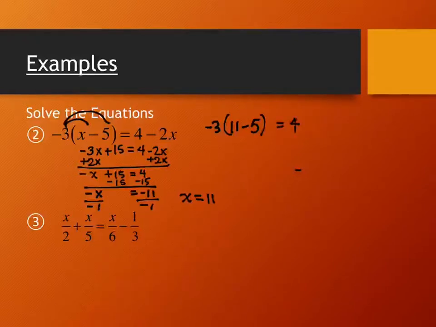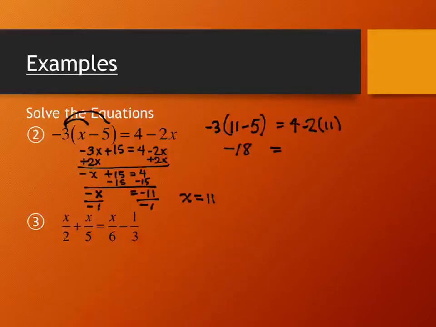And on the right I have 4 minus 2 times 11. This is where that order of operations stuff that we worked in the last chapter is really important. You need to make sure we get our order of operations right. So inside the parentheses first, 11 minus 5 would be 6, and then negative 3 times 6 would be negative 18. And we got to make sure we do that in the right order.